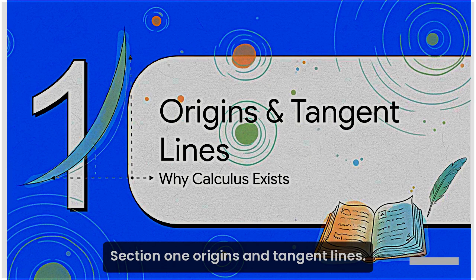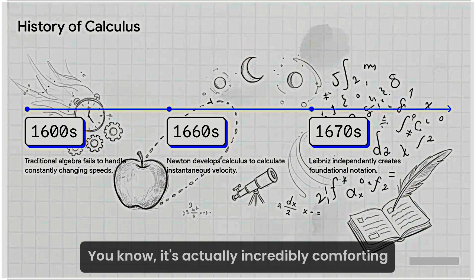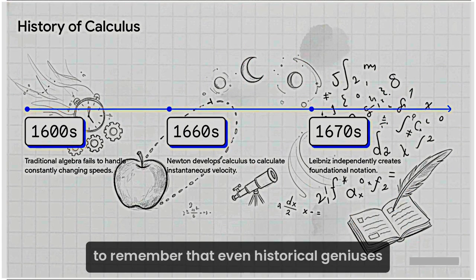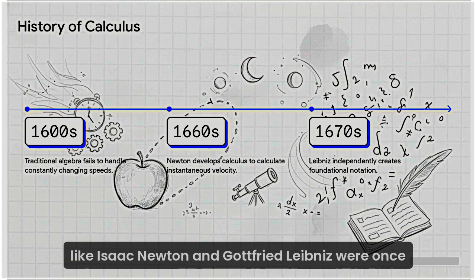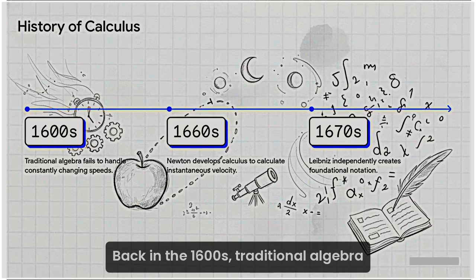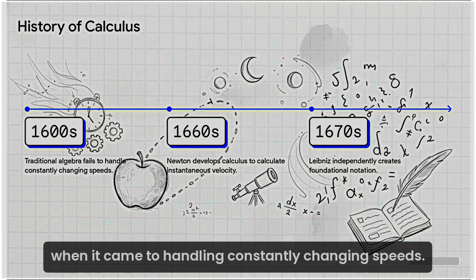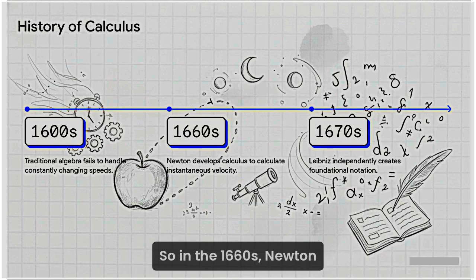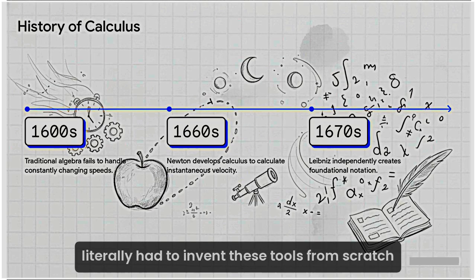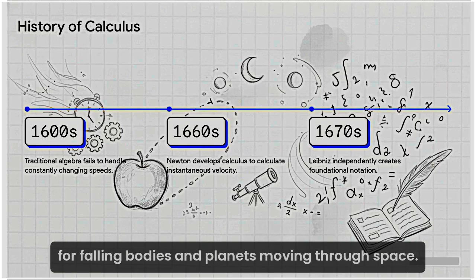Section 1. Origins and tangent lines. Why calculus actually exists. You know, it's actually incredibly comforting to remember that even historical geniuses like Isaac Newton and Gottfried Leibniz were once just sitting there staring at blank pages, totally frustrated. Back in the 1600s, traditional algebra was completely failing them when it came to handling constantly changing speeds. So in the 1660s, Newton literally had to invent these tools from scratch just to calculate the instantaneous velocity for falling bodies and planets moving through space.